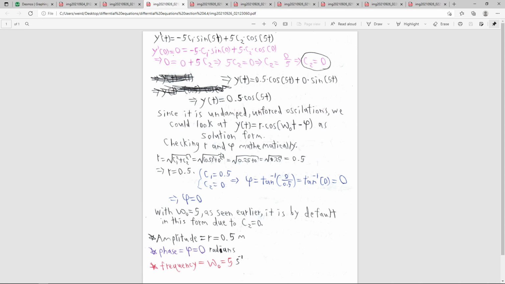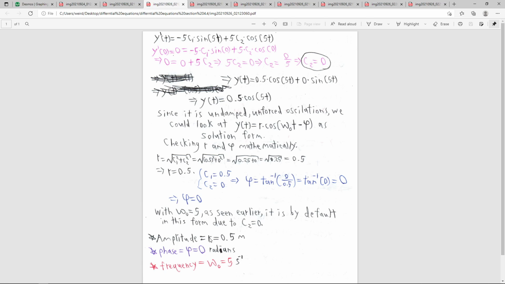But you see, you end up with just the square root of 0.5 squared, which is 0.5, and as already shown, you have c1 equals 0.5, c2 equals 0. So let's assume that's in the first quadrant, and you get inverse tangent of 0, which is going to be equal to 0. So it is by default in this form due to c2. c2 equals 0 allows this to happen, which is how it's all set up.